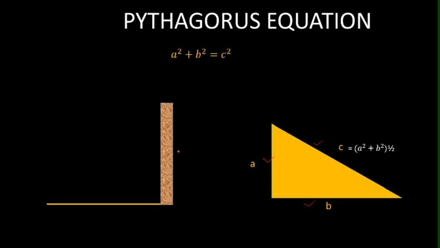Now this is a wall and this is the ground, and another wall is inclined on this wall. We can easily find out the length of the inclined wall if we know the height of this wall and the distance from this wall to the inclined wall, suppose x. In this way we can apply the Pythagoras equation.